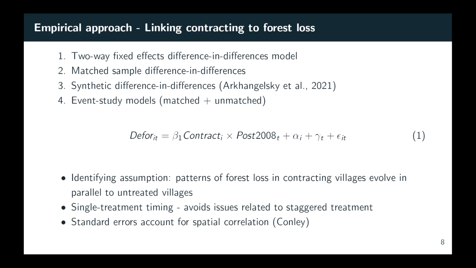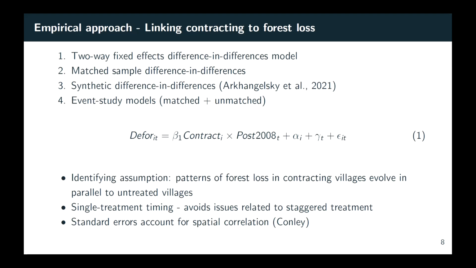So the main outcomes that we're going to be looking at are two different measures of deforestation: the IHS, the inverse hyperbolic sine of the deforestation level in a given year, as well as the deforestation rate, the percent of baseline forest loss in a village. And then we have this basic difference in difference interaction term, where we have post-treatment and then whether or not village i was a contracted village.